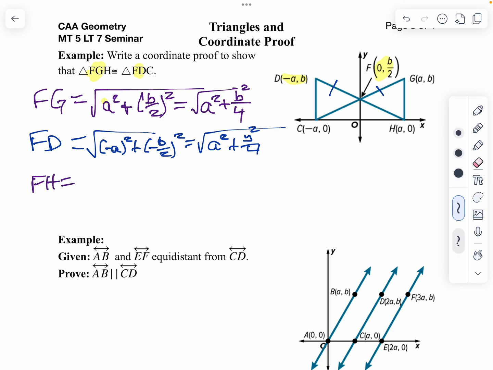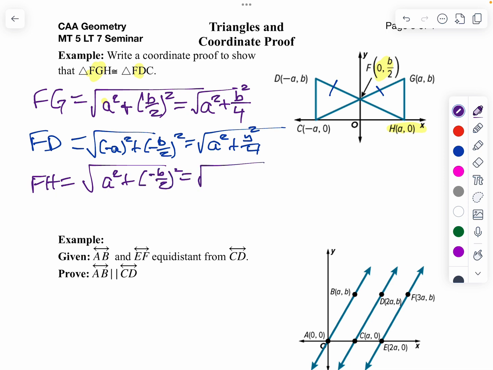Okay, let's do FH. And once again, I want to do F to H. So F to H is A minus 0, so that's A squared, plus 0 minus B over 2, so that's negative B over 2. Oh, look at that. I get A squared plus B squared over 4. Not only am I trying to prove these two triangles congruent, I know at least one of them is isosceles.